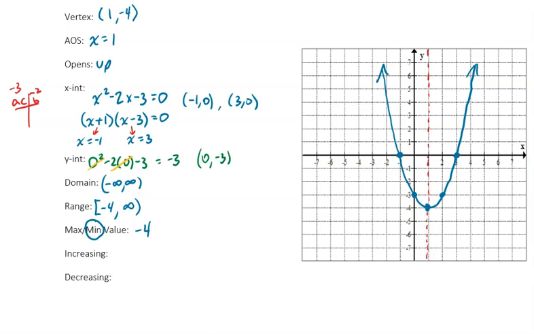Then where is it increasing? So this time, it's increasing over here, because remember, we look at it left to right. From left to right, this is going up. So that's where it's increasing. So that is from 1 all the way out to infinity. Then decreasing, it's decreasing over on this side, because again, from left to right is going downwards here. So that means it is decreasing from -infinity to 1.